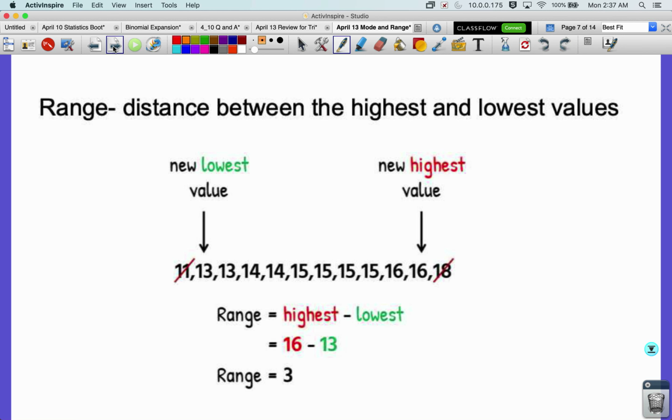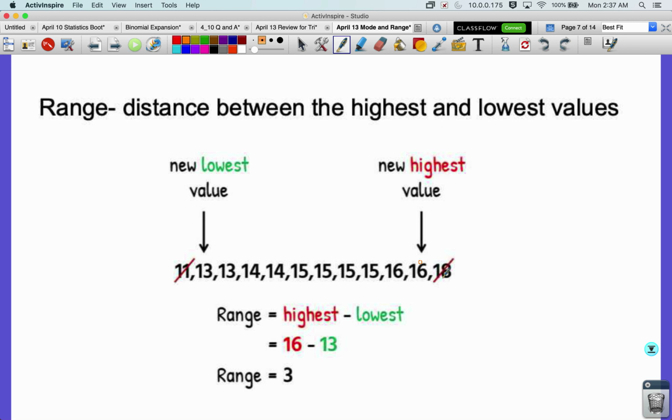Okay, range. So range is the distance between the highest and lowest values. And this is a really useful data point for telling you how spread out your data is. Mode will tell you what data point was the most frequent, so it'll kind of tell you where the data is congregated, but range will tell you how spread out the data is.